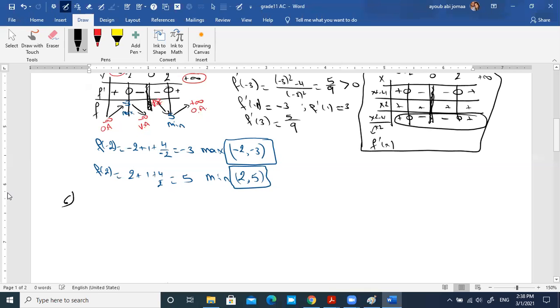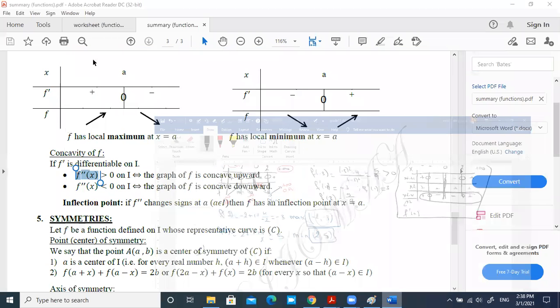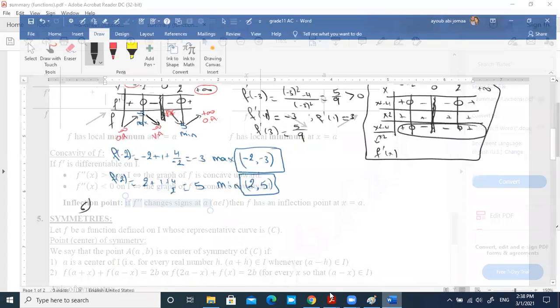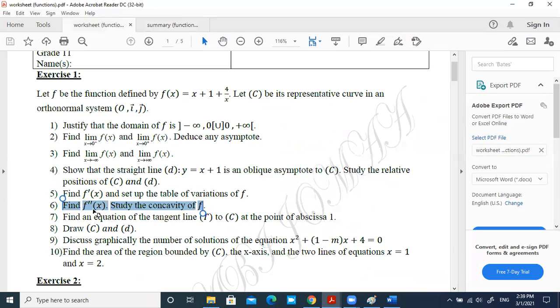So part 6 بس قبل شوي ايه turning point هي بس تكون شو؟ inflection لكن ايه when f double prime changes sign at a then we have inflection point. يعني where the point where the graph changes concavity from down to up or from up to down. بس تغير تقلب من up to down or down to up هاي بنسميها inflection point. Okay. طيب. So in part 6 here, in part 6 find f double prime and study the concavity of f.